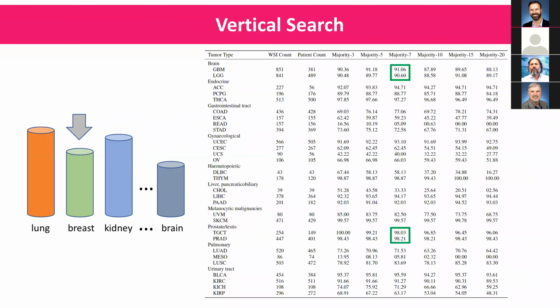In many cases, we got really high values, 91% accuracy, 98% accuracy, and so on. But sometimes we also got really low values, 58%, 33%, and so on. You can see it also in majority of top 15 and top 20, that sometimes we had 0% accuracy, sometimes we had 100% accuracy.